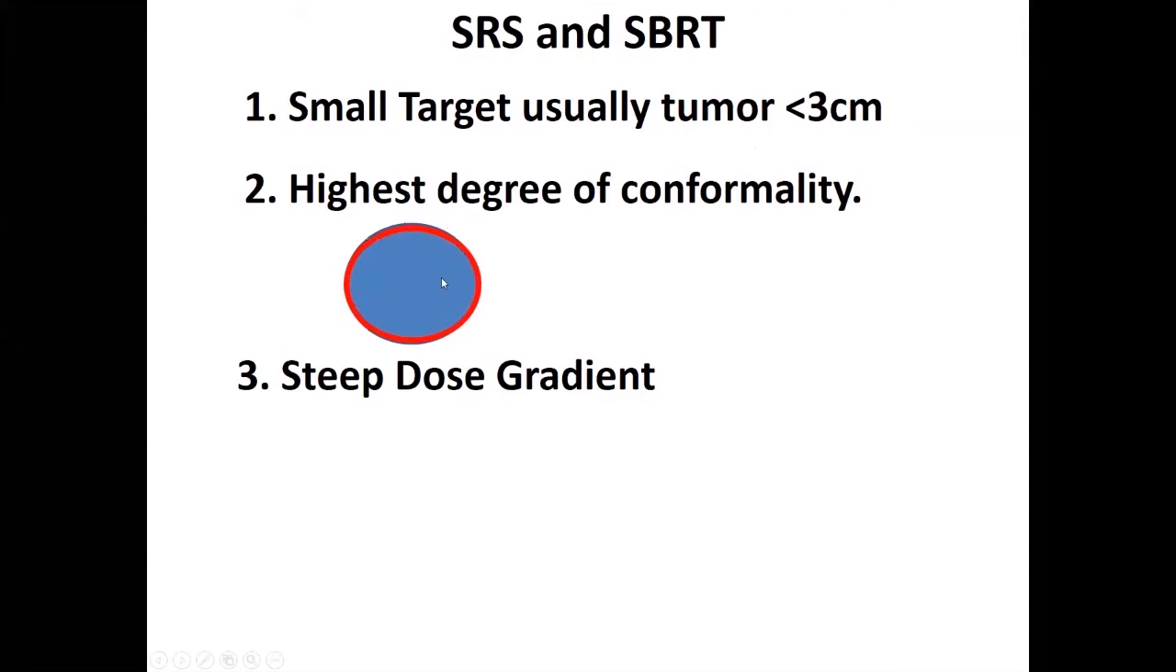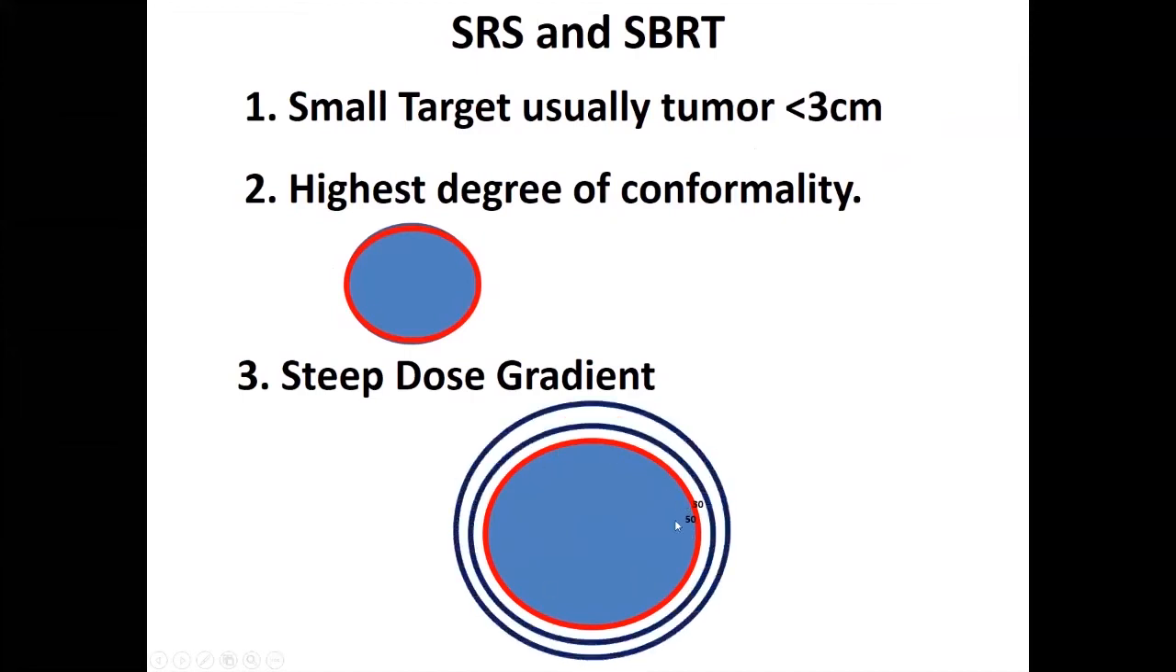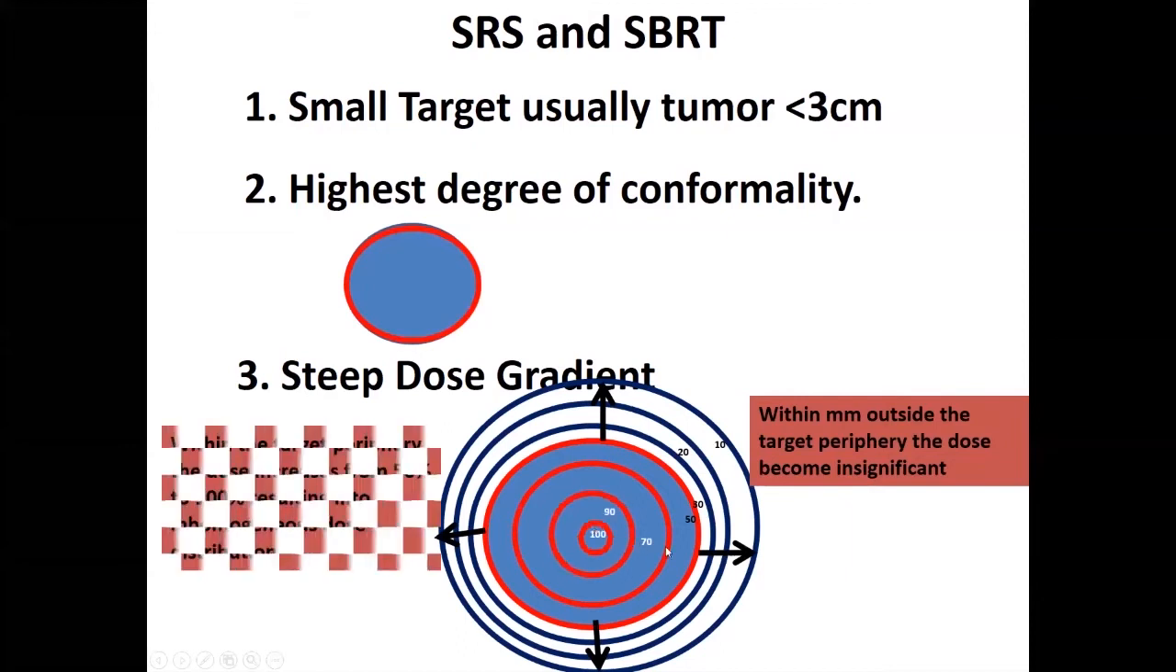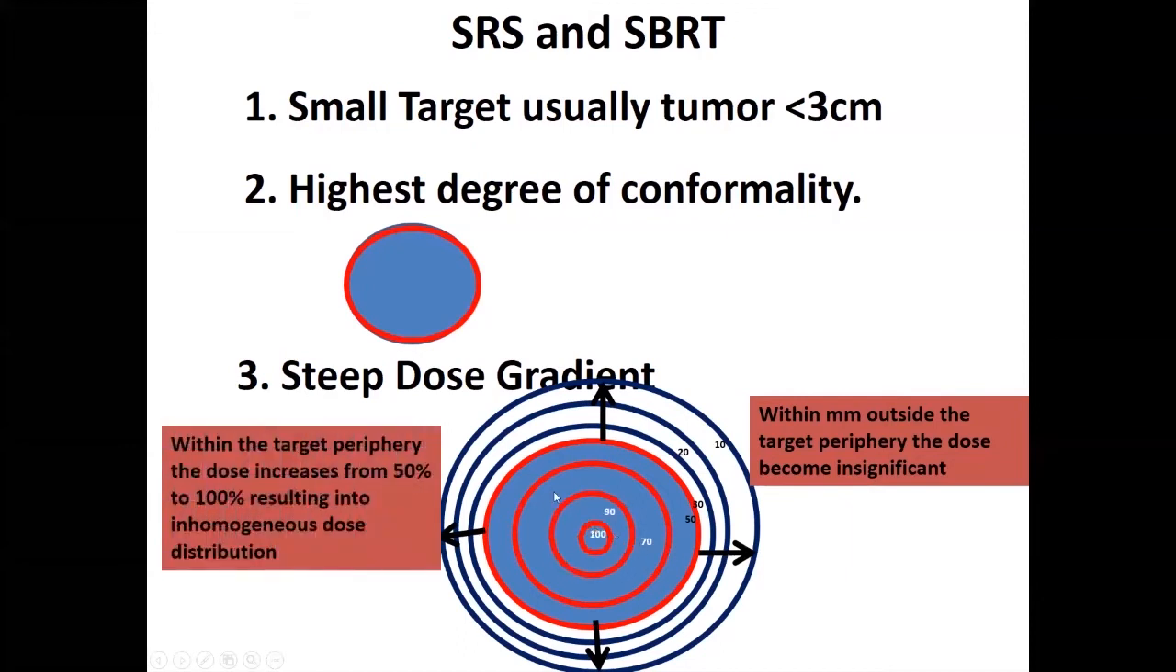The third, there should be a steep dose gradient. What does it mean? It means that if you have again a spherical tumor, and if you prescribe at the periphery of the tumor, say the 50% isodose line, then outside the periphery, the dose falls very rapidly to the extent that within millimeters outside the target, the dose becomes insignificant. When it falls outside the target rapidly, the opposite happens inside the target, which means the dose rises from 50% to 100% very rapidly, giving rise to inhomogeneous dose distribution across the target.